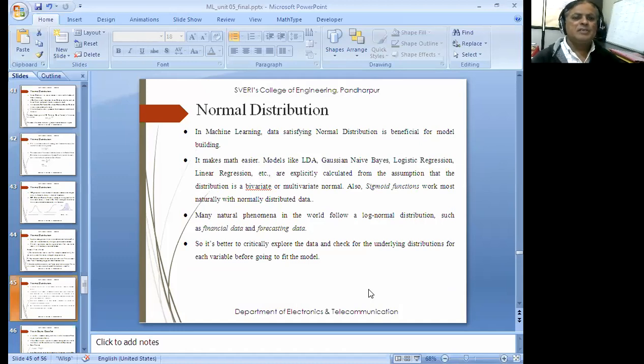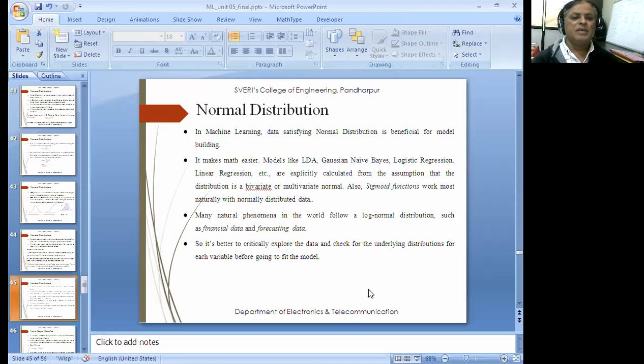In machine learning, data satisfying normal distribution is beneficial for model building. So normal distribution की जरूरत क्या है? Because ये बहुत helpful है आपको model building में. It makes math easier. Models like LDA, Gaussian naive Bayes, logistic regression, linear regression are explicitly calculated from the assumption that distribution is bivariate or multivariate normal. So normal distribution multivariate है या bivariate है, ये assume करके ही सारा calculation होता है. Also, sigmoid functions work most naturally on normally distributed data.